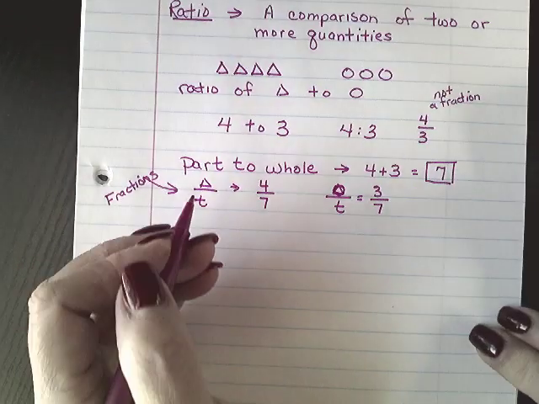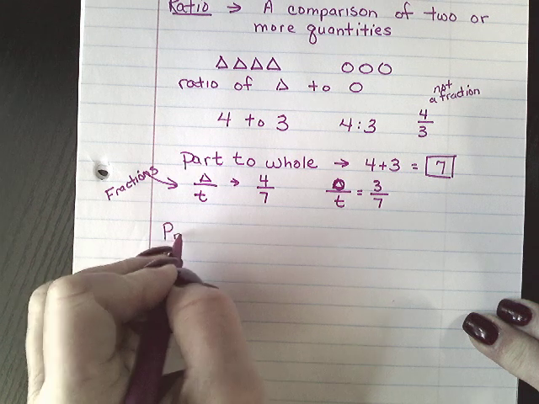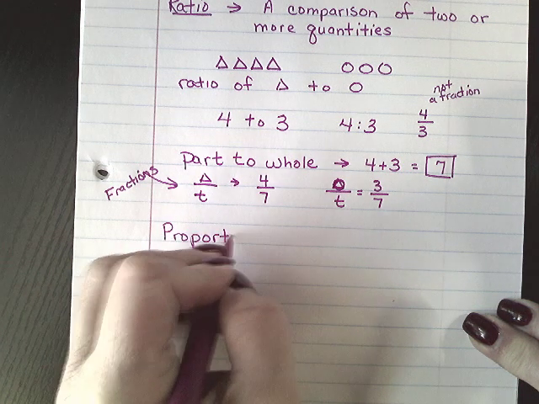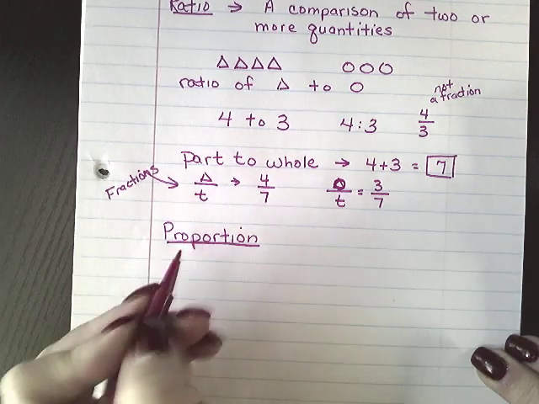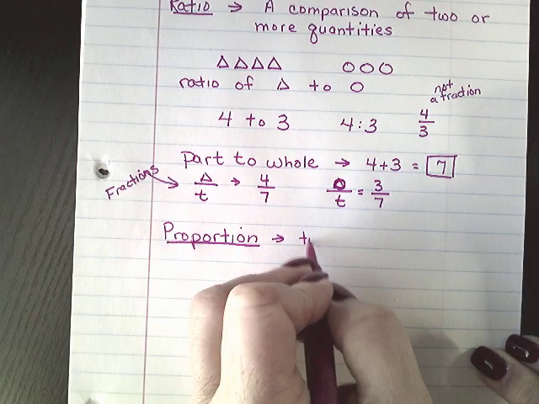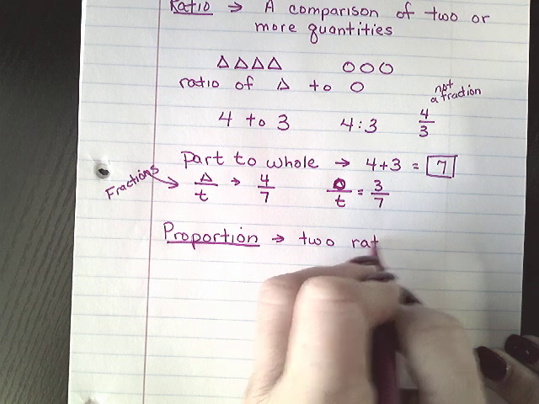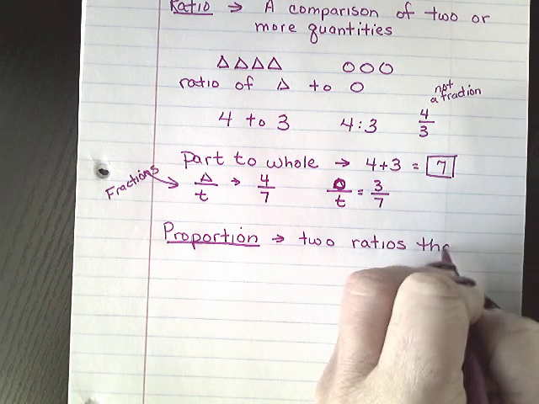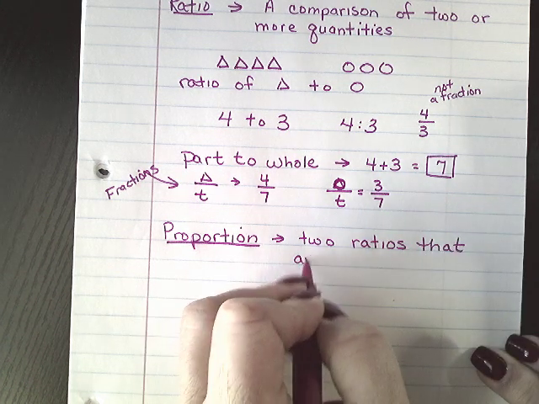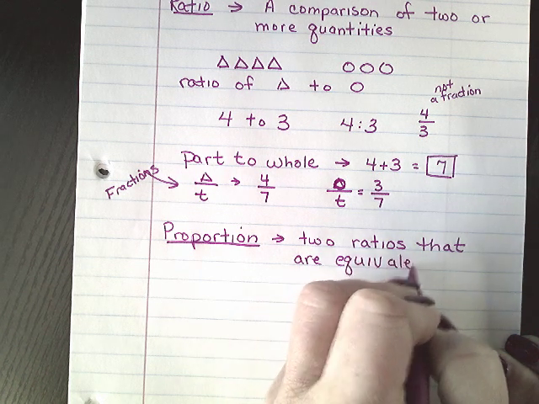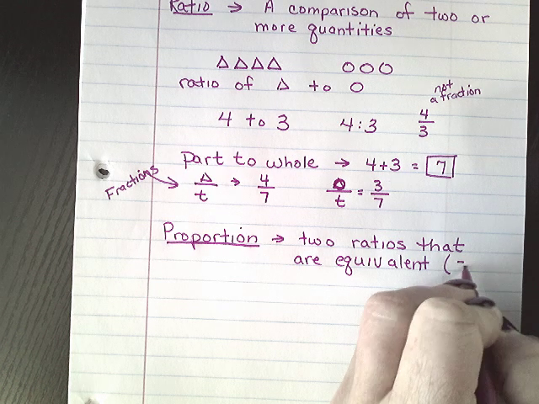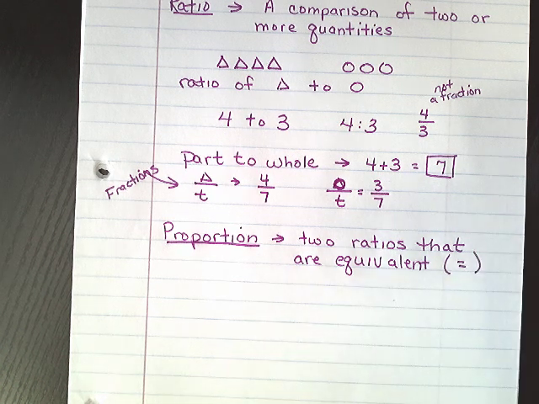All right, we have a proportion. Proportions are two ratios that are equivalent. And what does that word equivalent mean? Equal to each other. They are equal to each other.